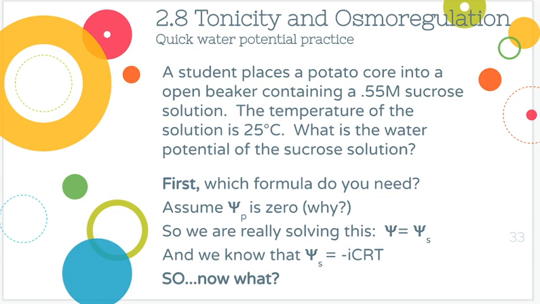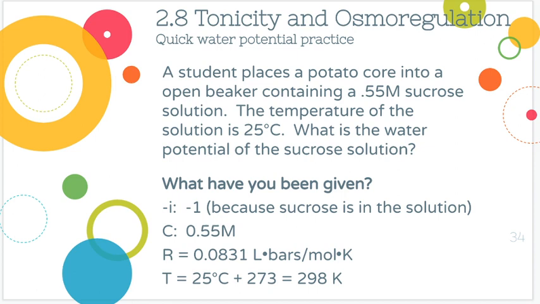Okay, and so now we have to figure out, now what? So you've been given i equals 1 because sucrose is the solute. You've been given the concentration of the solution, which is 0.55 molar. You've also been given the constant, which is always going to be the same because it's a constant, 0.0831 liter bars per mole K. And then you've been given the temperature, which is 25 degrees C. And again, remember, add 273 to that. And so 273 plus 25 is going to be 298.